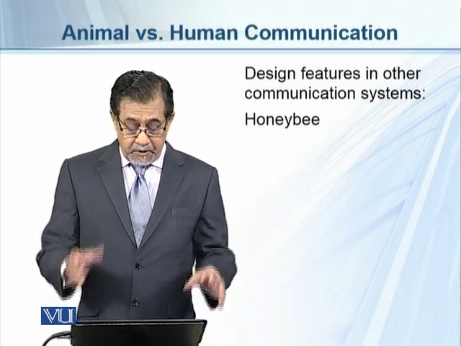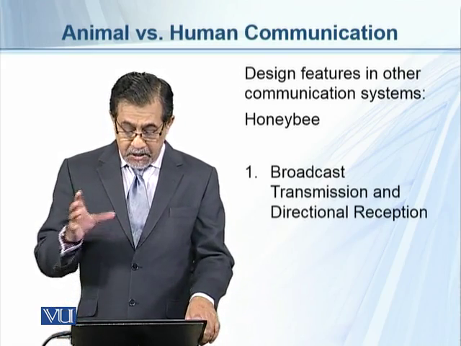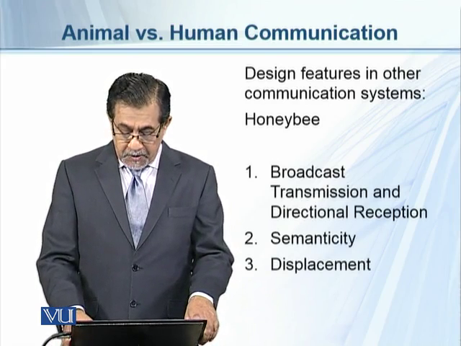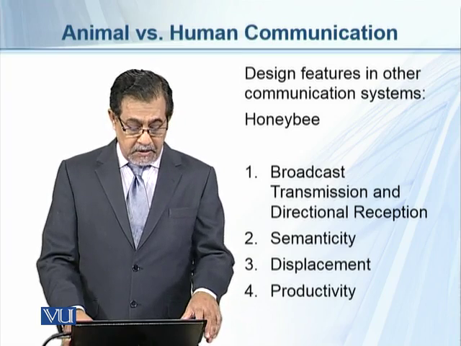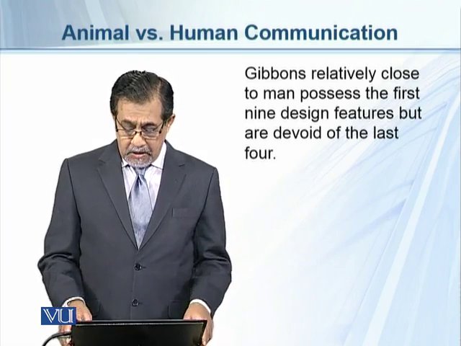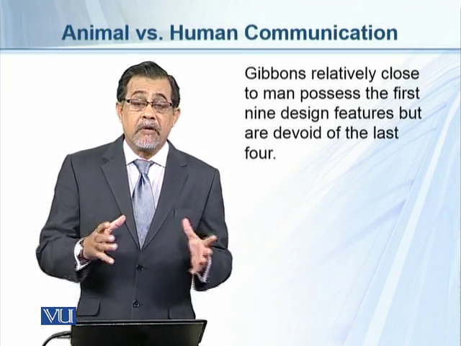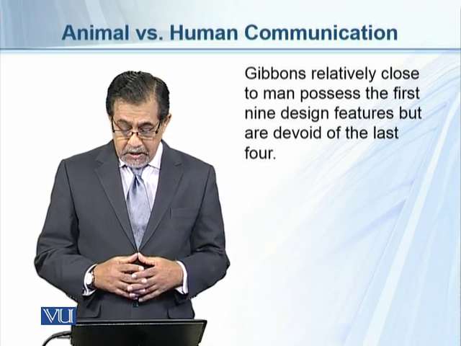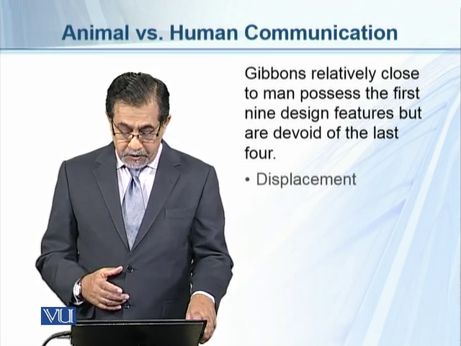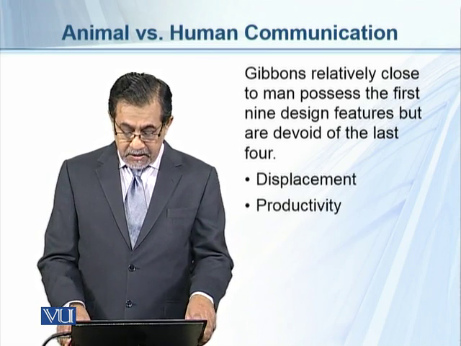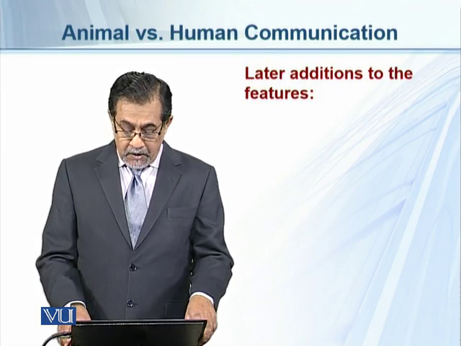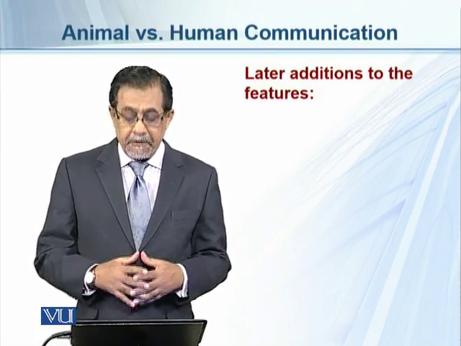Design features in other communication systems, just like the honeybee. The honeybee uses some of the features like broadcast transmission and directional reception, semanticity, displacement, and productivity. Gibbons are very close to human beings, but they cannot have all these features. They can use the first 9 features, and they are devoid of the last 4 features: displacement, productivity, traditional transmission, and duality of patterning.